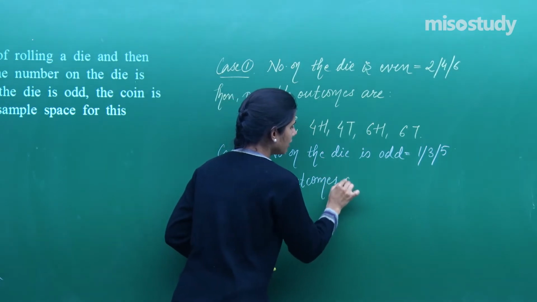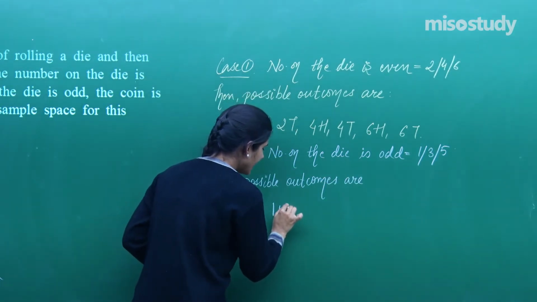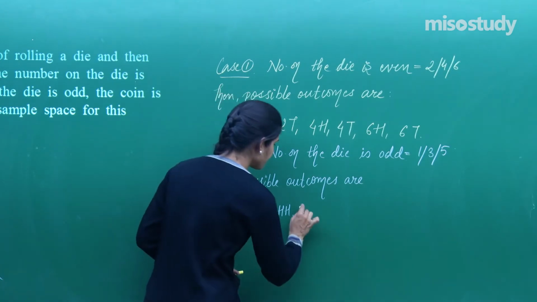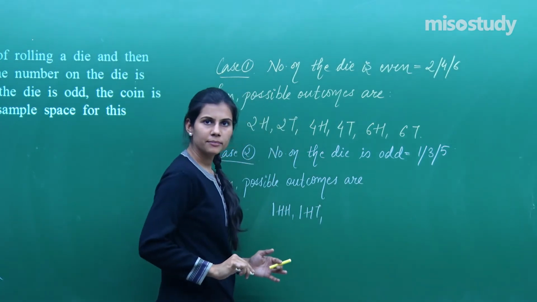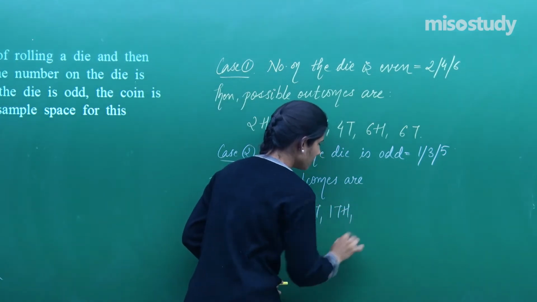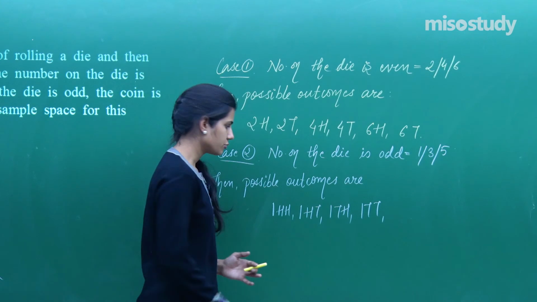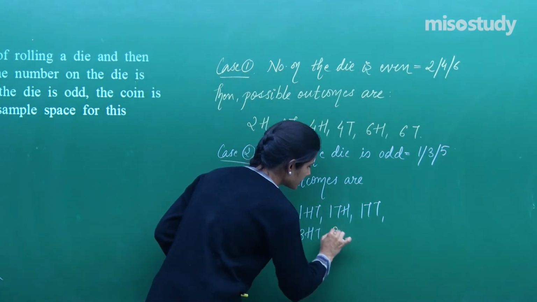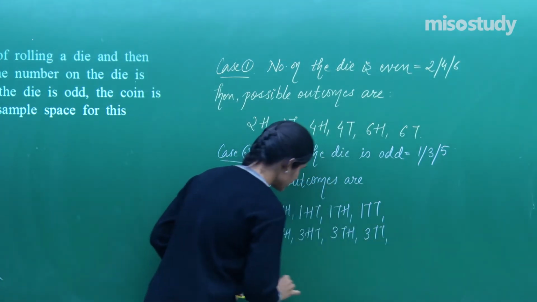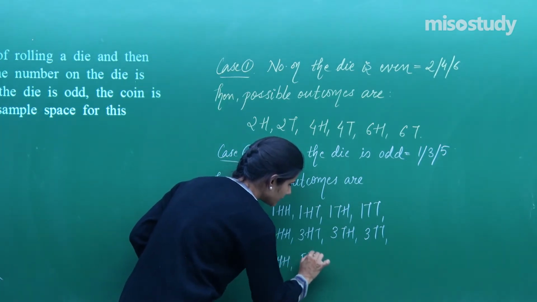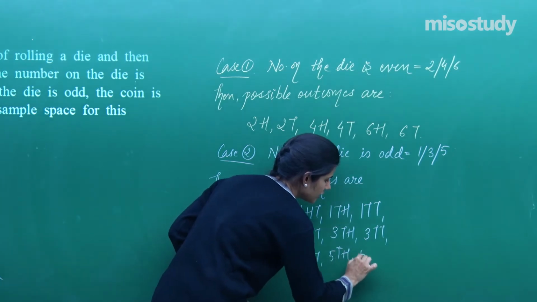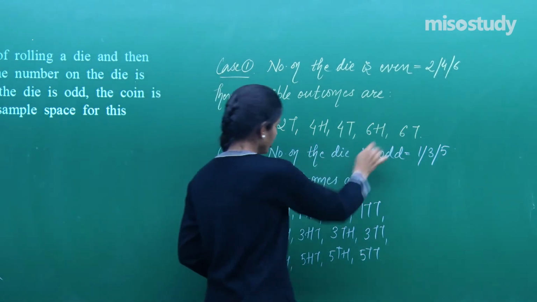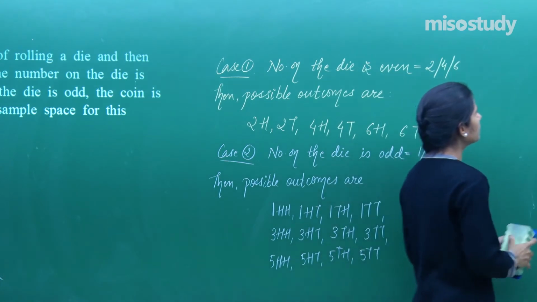1 on the die, head head, as the one possible outcome that you can get when you toss a coin twice. 1 on the die with each of the 4 outcomes of the two coins, and similarly for 3 and 5, ending with 5 tail head, 5 tail tail. And therefore, overall, when I want to write the sample space, it will be this union this. So my overall sample space will be what?